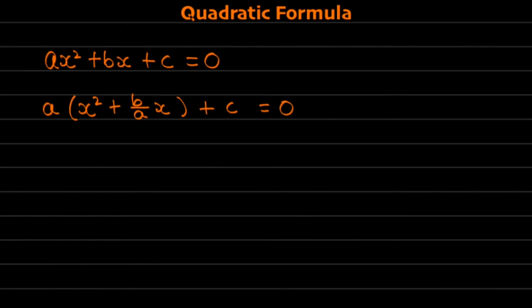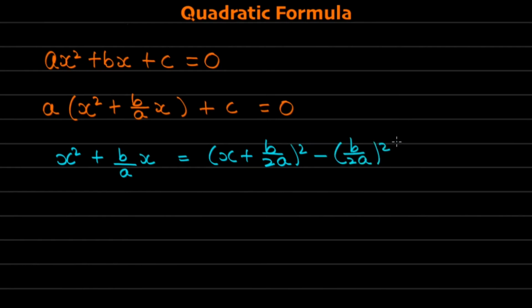So we know that we can rearrange x squared plus b over a x into the form x plus half the coefficient of x, so half of b over a, which is b over 2a, squared, minus b over 2a squared. And now that we have this equivalence, we can replace x squared plus b over a x with what we have on the right hand side.